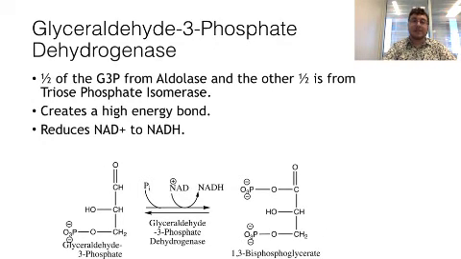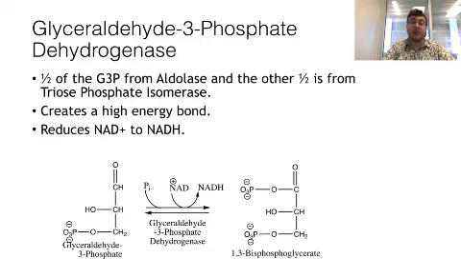Glyceraldehyde 3-phosphate dehydrogenase oxidizes G3P. The G3P can come either from the direct cleavage of fructose 1,6-bisphosphate or from the isomerization of dihydroxyacetone phosphate, both of which were seen in the last two steps. The enzyme will oxidize the aldehyde group, not into a carboxylic acid, but into an acyl phosphate. This has an extremely high energy of hydrolysis of around negative 49 kilojoules per mole. This is used to drive ATP synthesis later on.